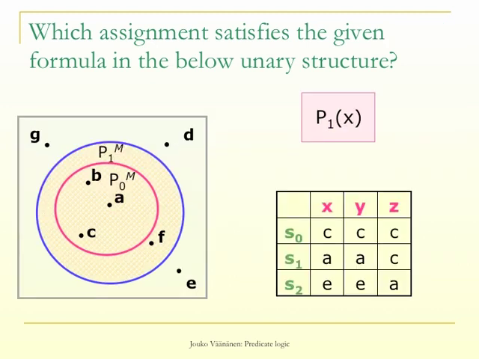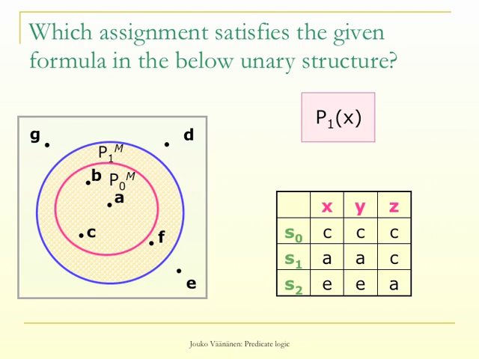Which assignments satisfy the formula P1X in this unary structure? In this unary structure we have two unary predicates P0 and P1, and then some elements that have been indicated. In this unary structure P0 seems to be completely contained in P1. Anyway, we should look at the value of X in the given assignments S0, S1 and S2. The value of X is C, A and then in S2, E.